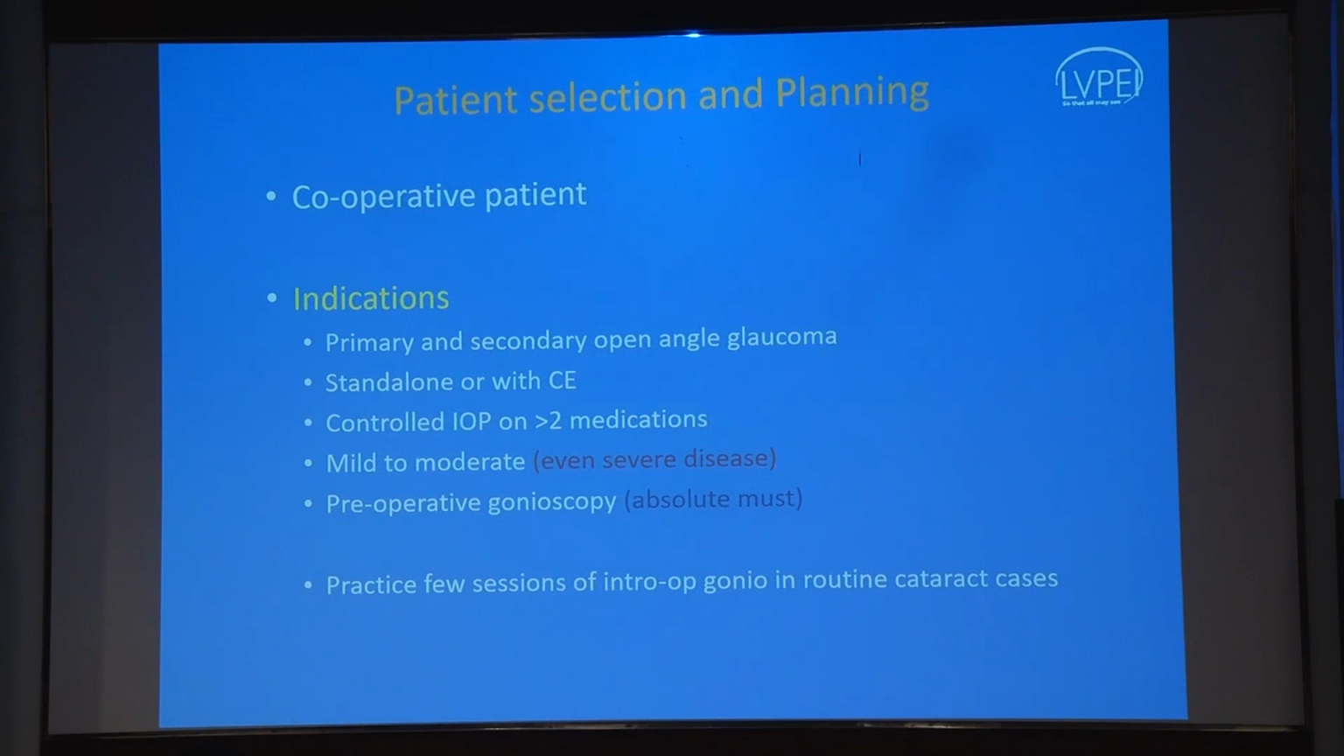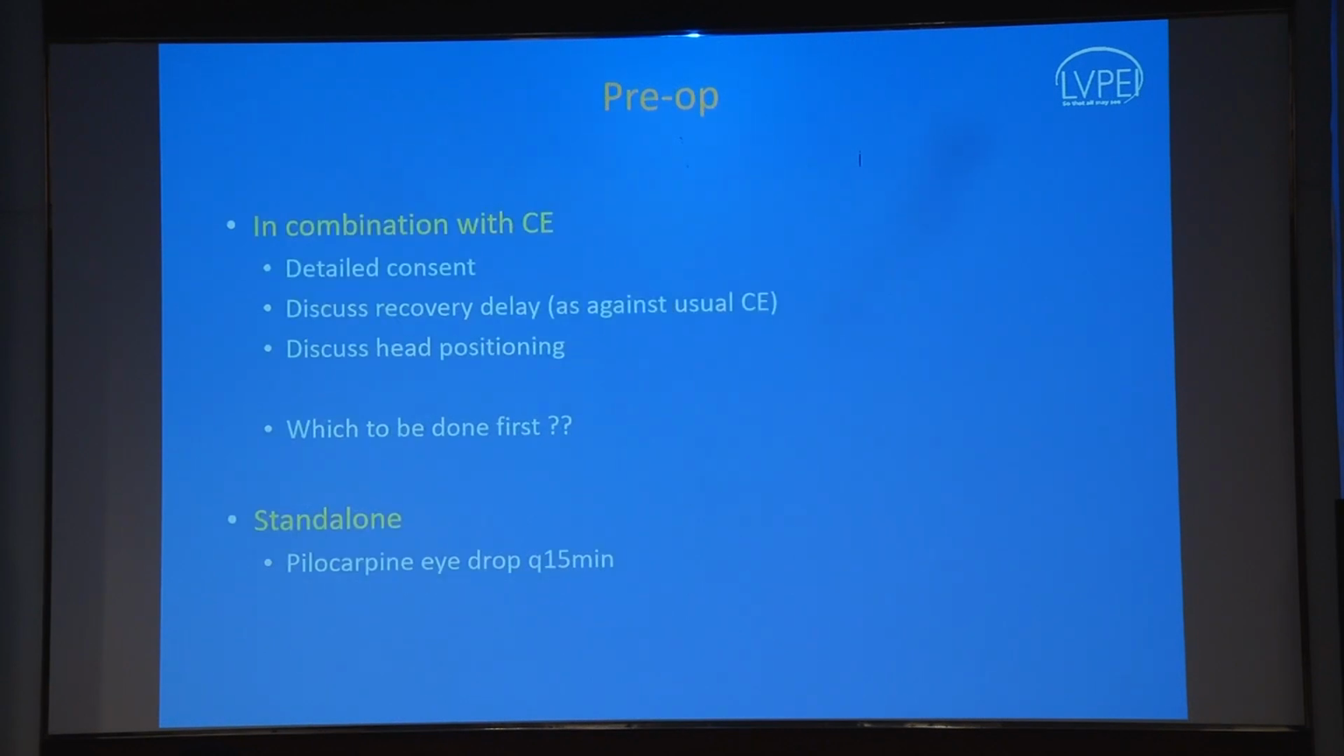We can practice a few sessions of intra-op gonio at the end of a regular cataract surgery to get accustomed to the gonioscopy. When doing it in combination with cataract extraction, a detailed consent about cataract surgery and the MIGS procedure has to be explained, and discuss the recovery delay as compared to a cataract extraction alone, and discuss the head positioning that might be needed postoperatively to decrease the hyphema, and also the intraoperative head positioning, which is unlike cataract surgery where we have to tilt the head and all that.